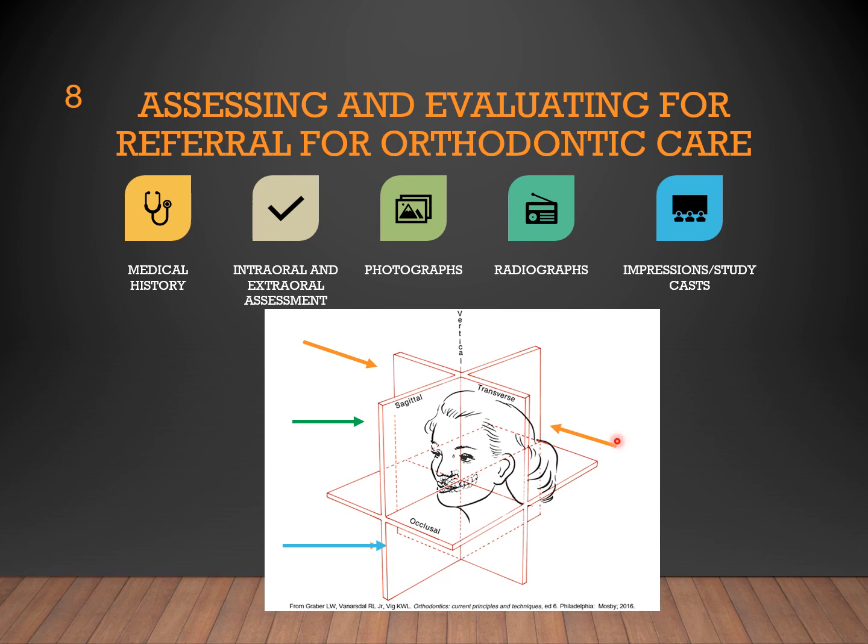Other aspects we're looking at, not only our Angle's classification, we're going to look at the transverse plane that goes across like this. We're also going to look at the sagittal plane, the anteroposterior, as well as the occlusion or the occlusal plane. Usually a class 2 or a class 3 is in that transverse type of plane. So there are quite a few aspects that we have to look for.